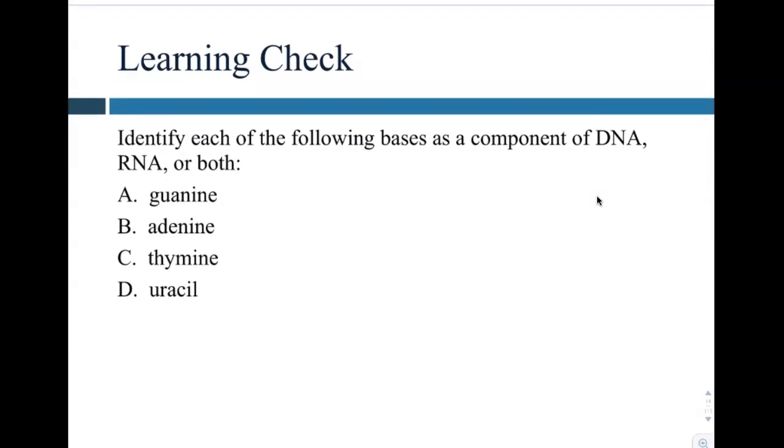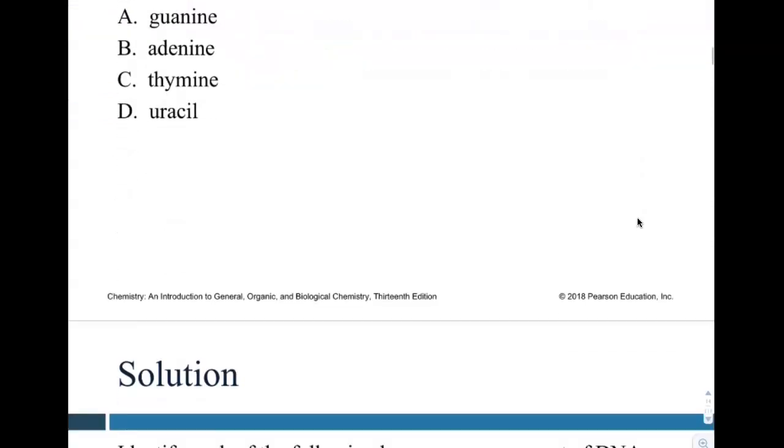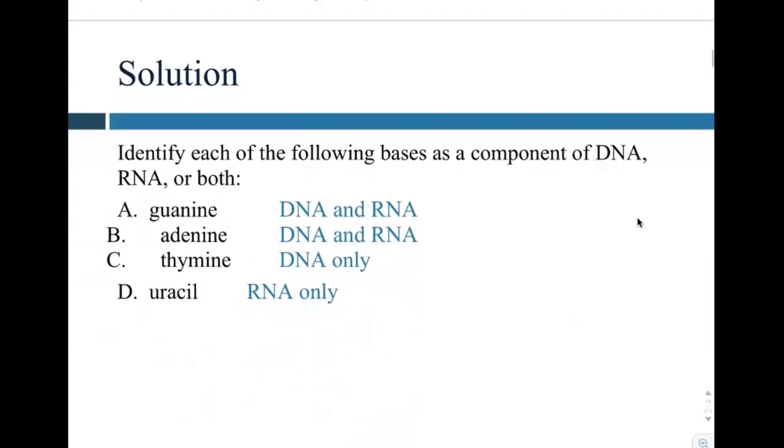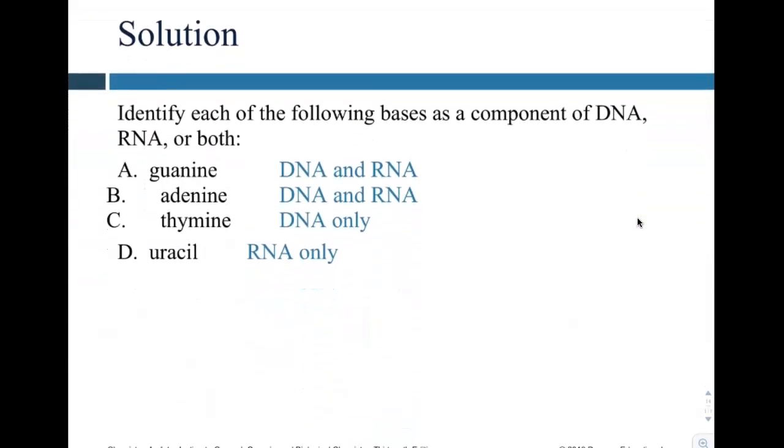So pause and do a quick check to see if these bases are in DNA, RNA, or both. And so guanine and adenine are in DNA and RNA both. Thymine is in DNA only, and thymine is actually replaced by uracil in RNA.